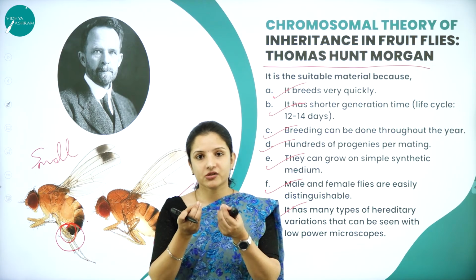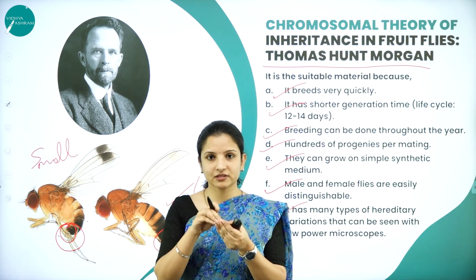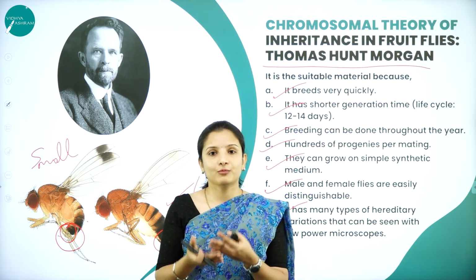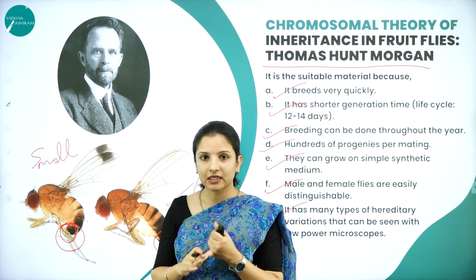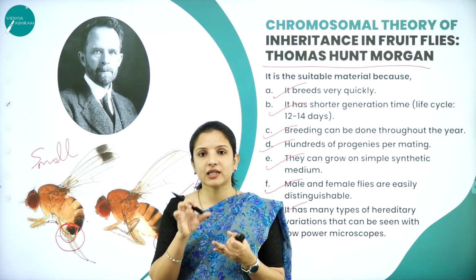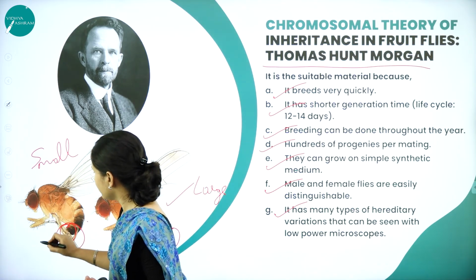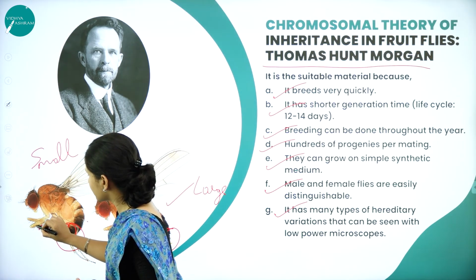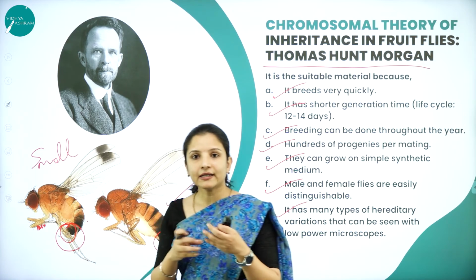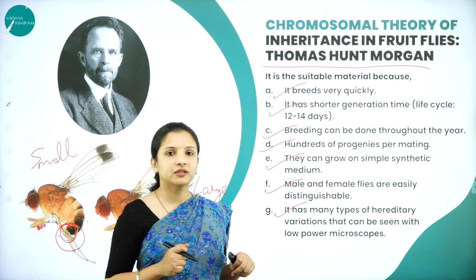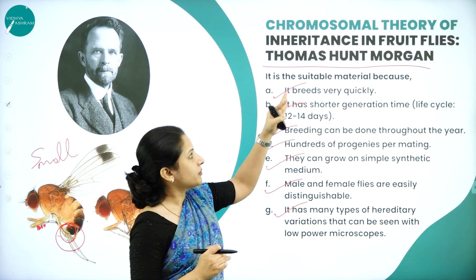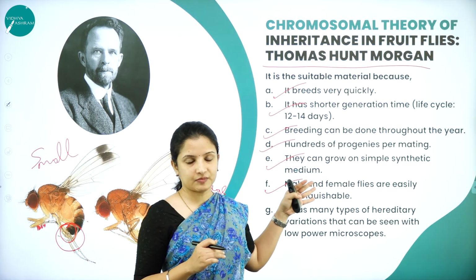And also you can just put a Drosophila on a slide and then observe it under the microscope. All the characters, whatever I said, the eye color, the sex comb. So males will have sex combs. In the legs, the males will have hair-like structures like the sex combs. So all that can easily be observed under the microscope. So that is also one of the reasons why Thomas Hunt Morgan chose this for his experiment.